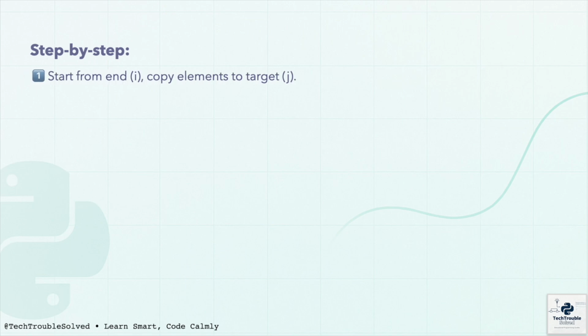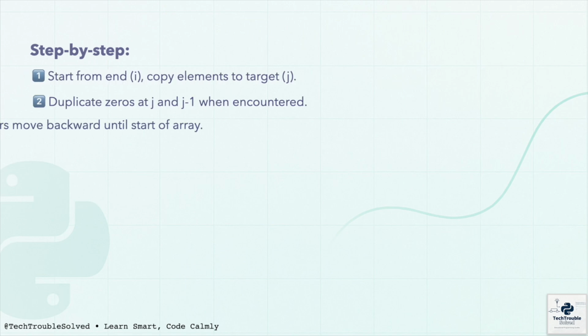So, the step-by-step approach is we started from end I, copy elements to target j, duplicated zeros at j and j minus 1 when encountered. Pointers move backward until start of the array.